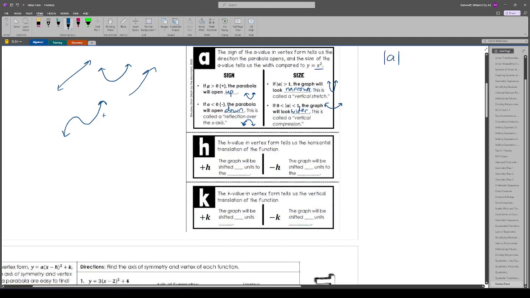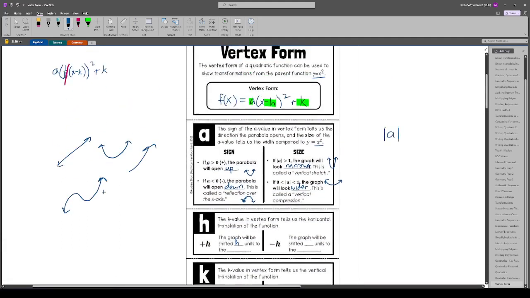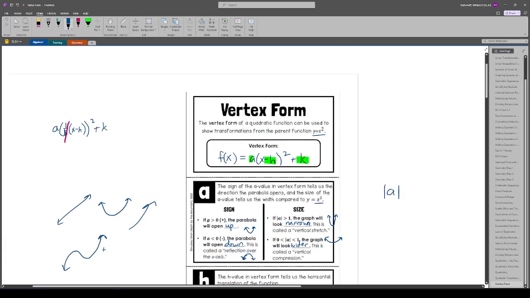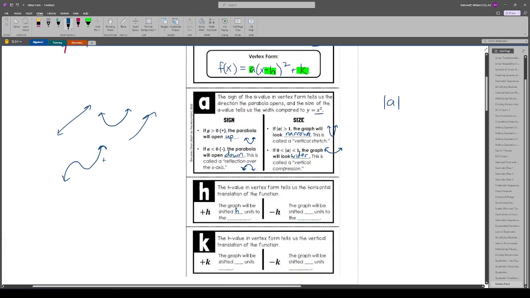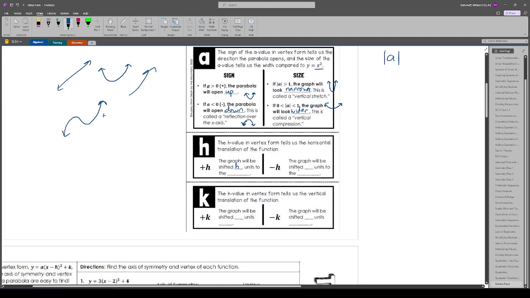The h value tells us horizontal translation. So if h is positive, the graph will be shifted h units. I think we're saying it in terms of what h is. I always struggle with this part because of the backwards nature of how h works and what we should put in notes. So definitely refer back to yesterday's examples if this is confusing.